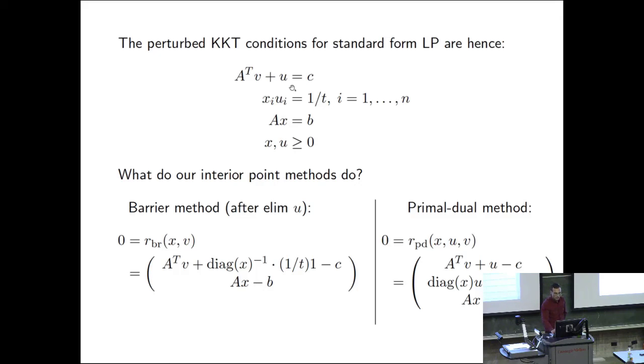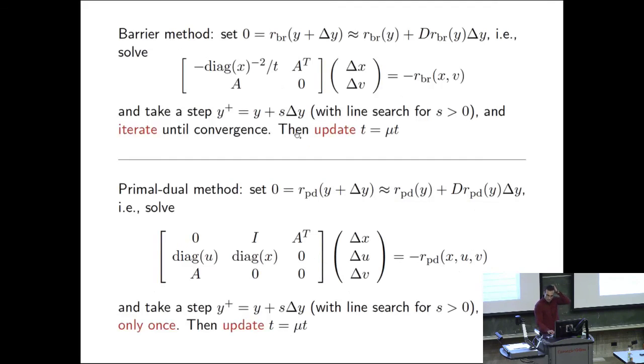So we care about these equality constraints. After eliminating u, the stationarity condition looks like A transpose v plus, this is just a vector that is in every component 1 over t times xi. So I'm writing it as diag of x inverse times 1 over t times the ones vector, minus c equals 0. And primal feasibility is just Ax minus b equals 0. The primal-dual method does not perform that elimination, and this is the nonlinear system it tries to solve, again just taking the first three equalities here.